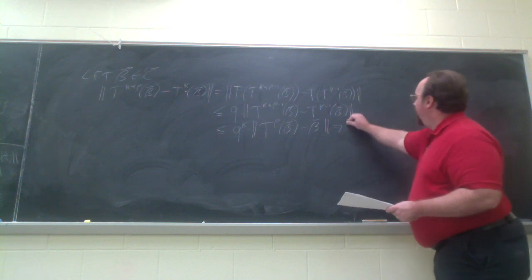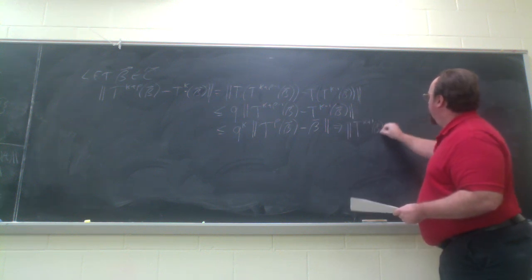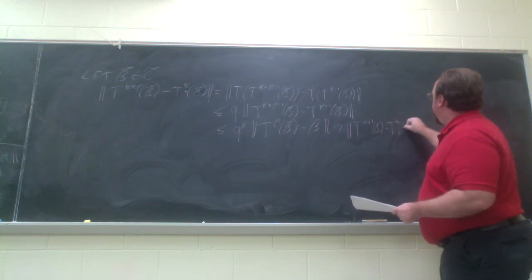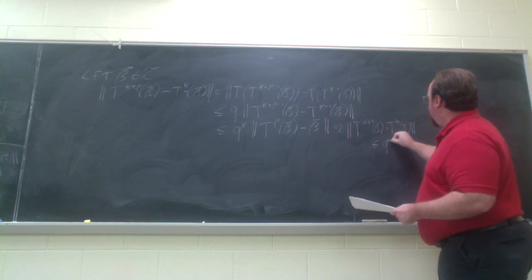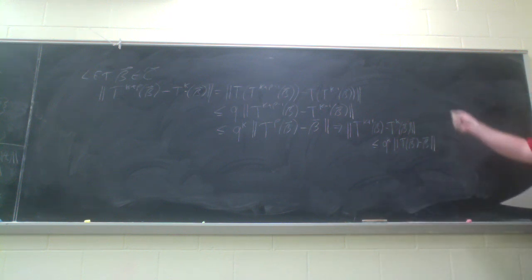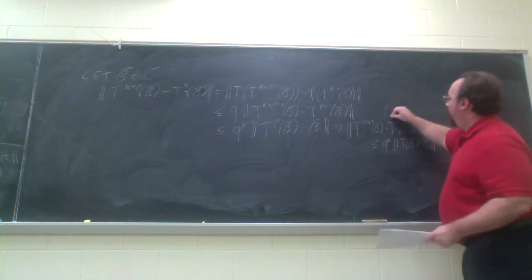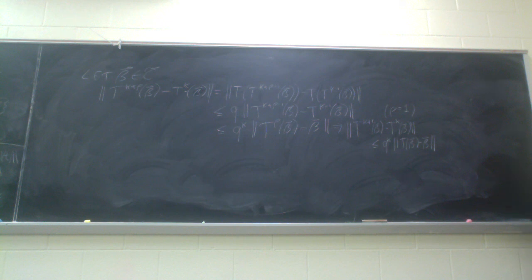1. So I have t to the k plus 1 of beta minus t to the k of beta is less than or equal to q to the k times t of beta minus beta. So this is just the previous result reduced to the case where p is equal to 1. So I actually need both of these for what I'm going to do next.